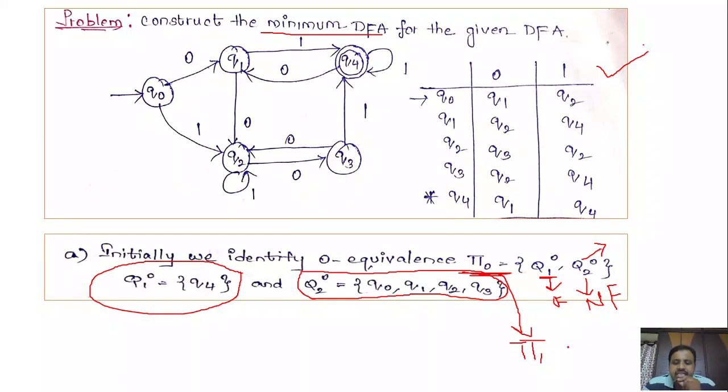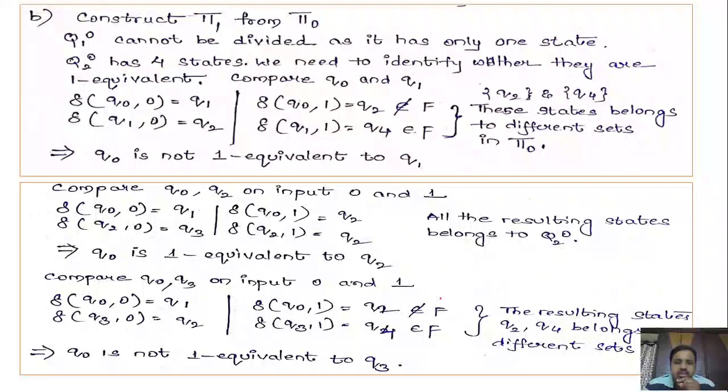Constructing pi 1 means we are checking the states in the pi naught for the property of distinguishable or non-distinguishable. If the states are distinguishable, we have to divide the state set. If they are non-distinguishable, we keep them in a single set. So that we have to identify. How do we identify? We consider each state and compare it with the other one.